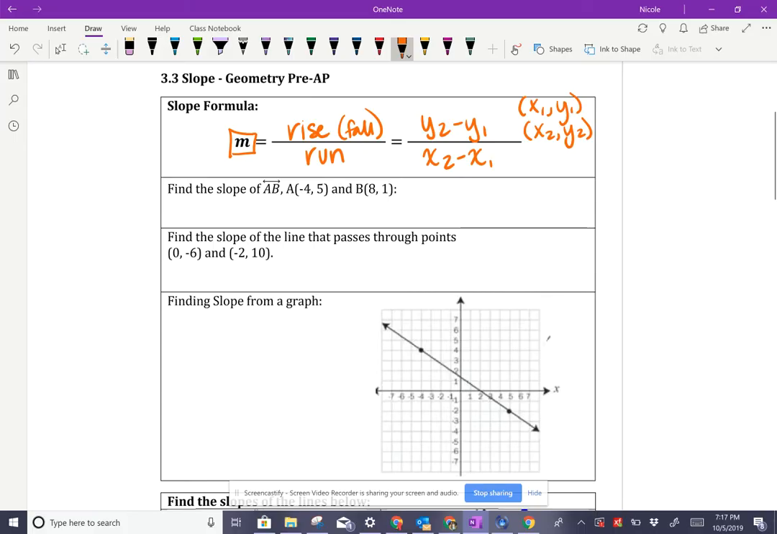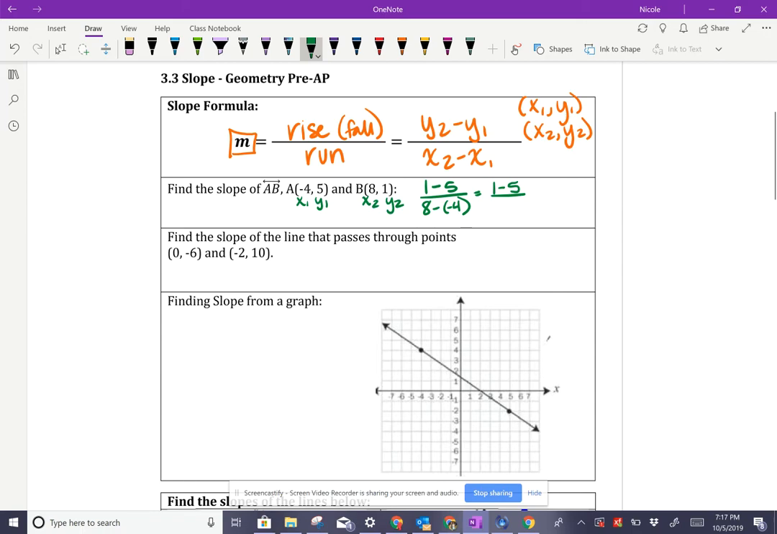So let's take an example of this. I'm given the point A, which is at negative 4, 5, and B, which is at 8, 1. So if you'd like, you can select these as being x1 and y1, x2 and y2, and label them if you would like. So we can set these up into our equation with 1 minus 5 over 8 minus a negative 4. So be very careful when we're dealing with slope, with these negatives, and we're also subtracting.